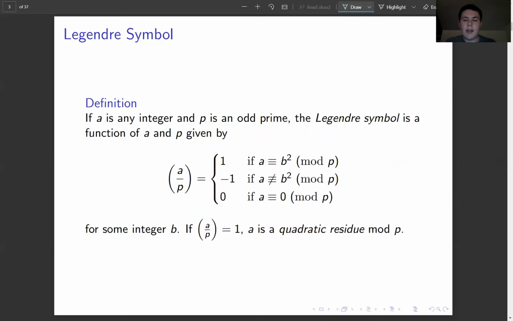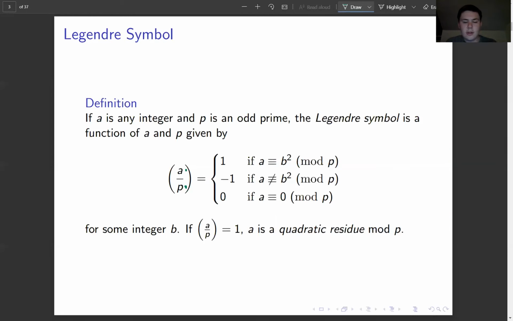So first, we're going to define something called the Legendre symbol. And this is a function of a and p, where a is any integer and p is an odd prime. And we're going to say that a over p is 1 if a is congruent to b squared mod p for some integer b. We're going to say it's equal to -1 if a is not congruent to b squared for any b mod p. And we're going to say it's 0 if a happens to be a multiple of p.